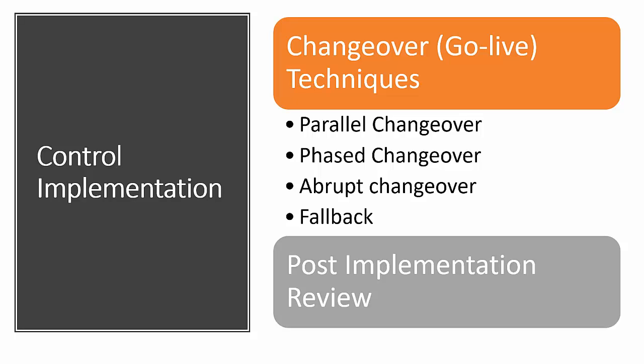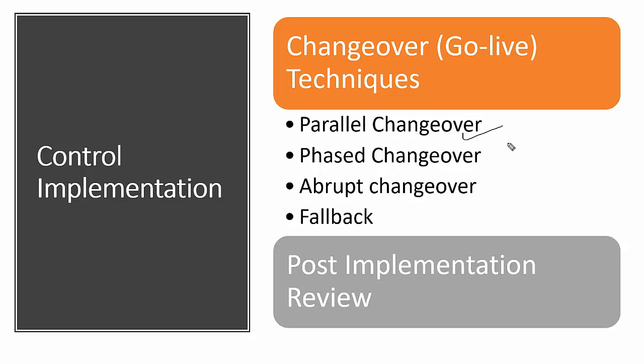So the question is how to implement the control. That's always a question among the participants. Like, what is the best way to implement the control? So we have different types of control implementation. The first is called a parallel changeover. Okay. One question will be there in the exam on the different phases of control implementation. Okay. How to implement the control. So first is called a parallel changeover.